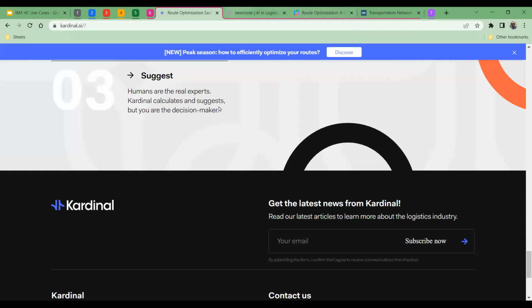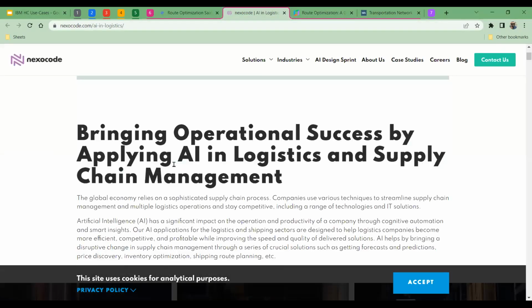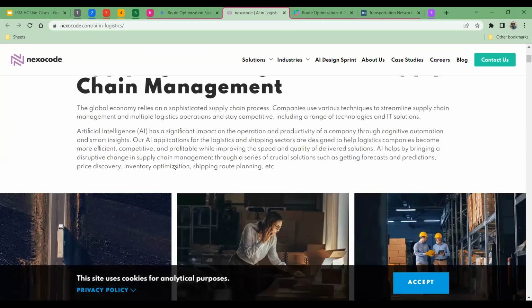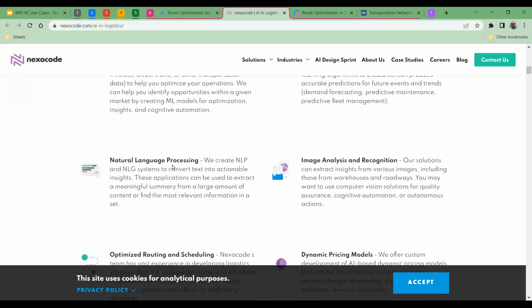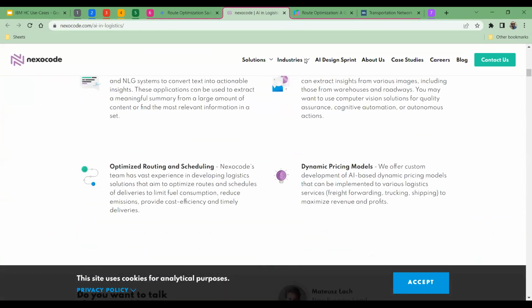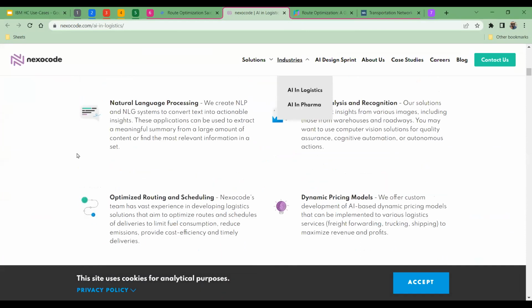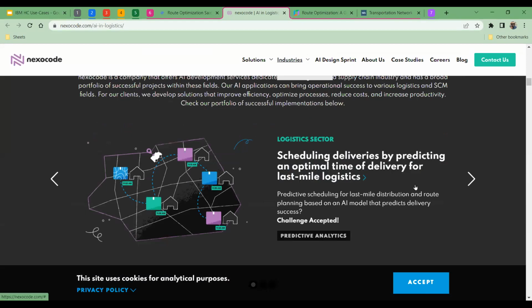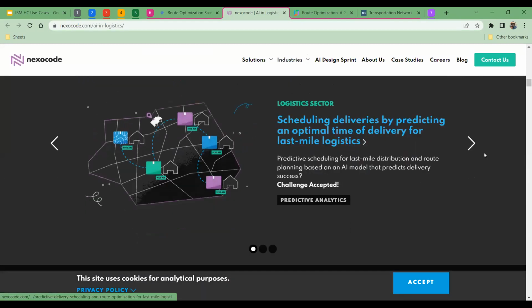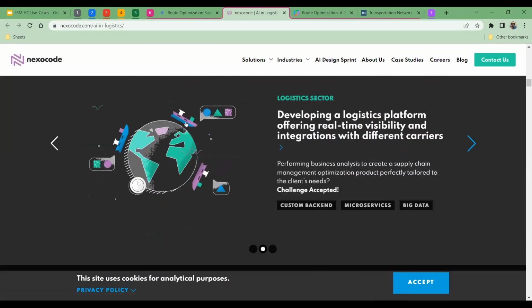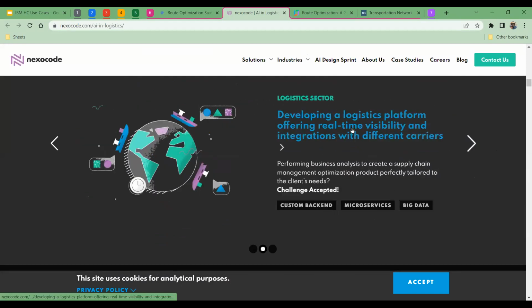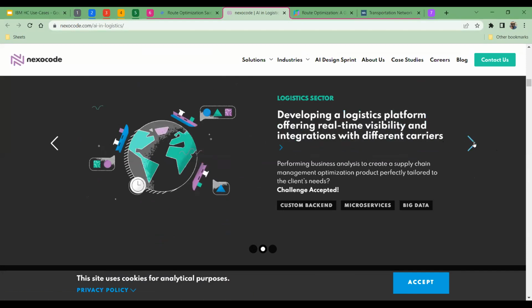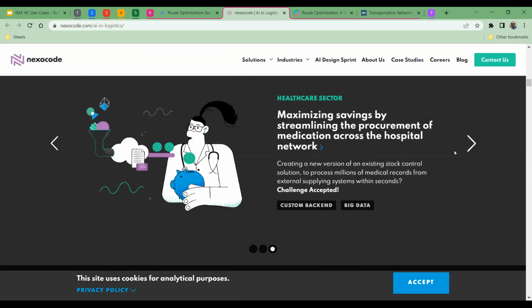The next one we have is Nexocode. This is also a solution built for software in logistics. As you can see, if you go to industries, they have AI in logistics, AI in pharma. In logistics, they have defined scheduling deliveries by predicting optimal time for delivery, and last mile diagnosis. So the predictive analysis. Another one is developing a logistics platform offering real-time visibility. So yeah, these are the existing solutions.